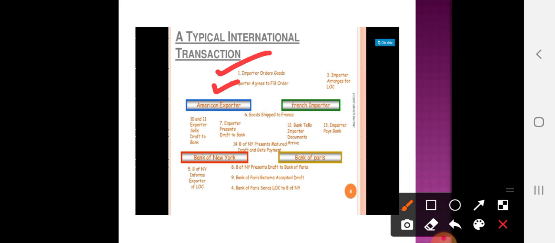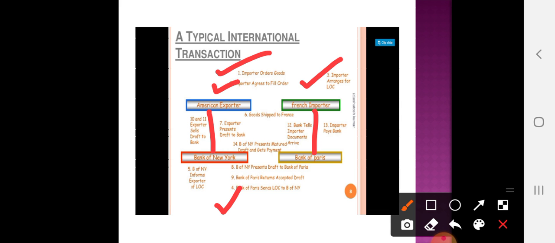The third step is that the importer arranges for an LOC. As I have told you, the LOC is given by the bank, and it includes assurance of payment on behalf of the importer. So this will be prepared by the importer. The fourth step is that Bank of Paris sends the LOC to Bank of New York. As I have told you, France is the importer, so this is the Bank of France, and this is the Bank of America. These are the two banks of the two parties involved.